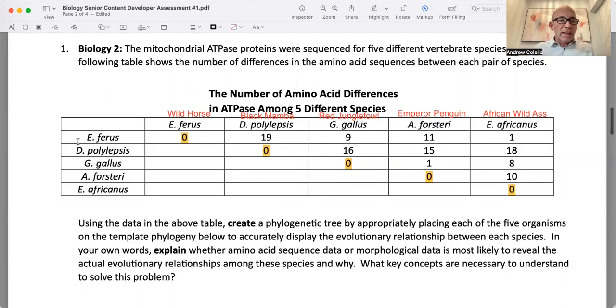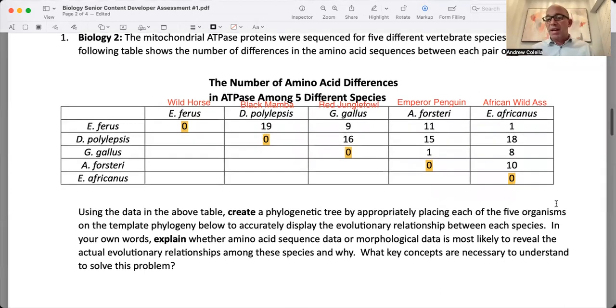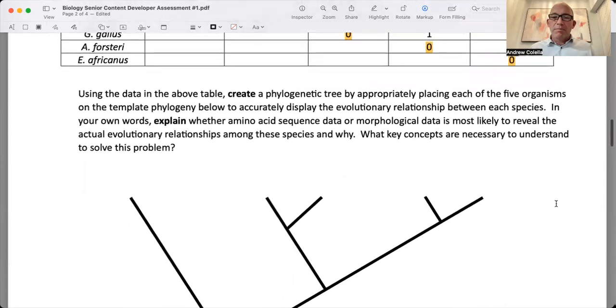If you look, they list the 5 species here and the 5 species across. This highlighted 0 right here is going to be a representation of comparing the DNA of the wild horse to the DNA of the wild horse. Now, seems like they should be the same, and sure enough, no difference is found. When you compare the DNA of the black mamba to the DNA of the black mamba, you get 0. So this diagonal highlighted column represents comparing the species that are the same, they're identical. So that makes sense. I'm going to push on here and come back to the data table.